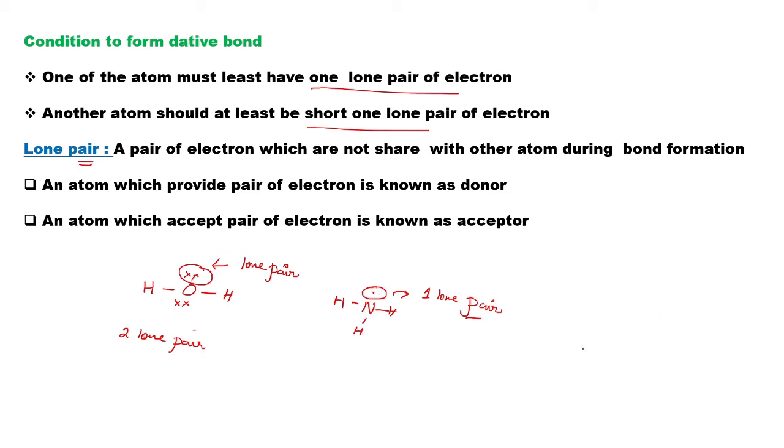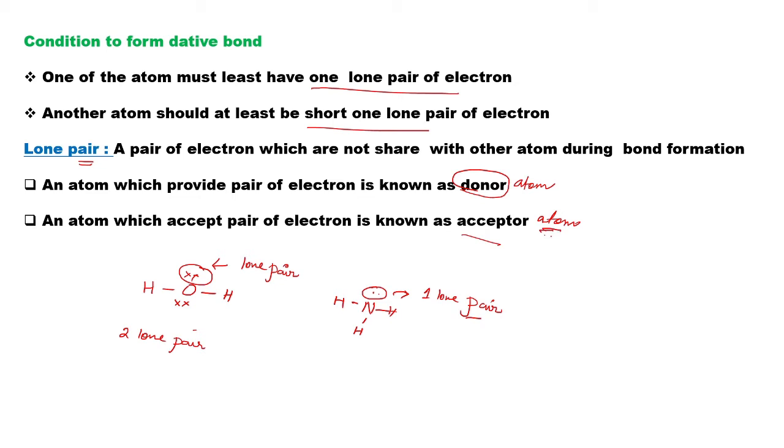Suppose if someone is giving something to you, you will call them a donor, and if someone is accepting something, they are called an acceptor. Similarly, if an atom provides a pair of electrons, it is called the donor atom, and if an atom accepts a pair of electrons, it is called the acceptor atom. This was the concept.